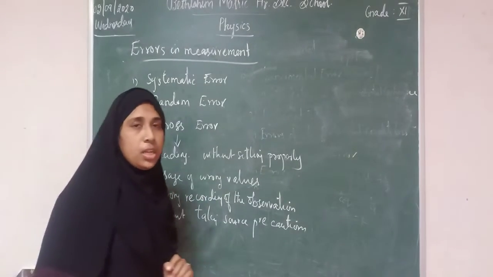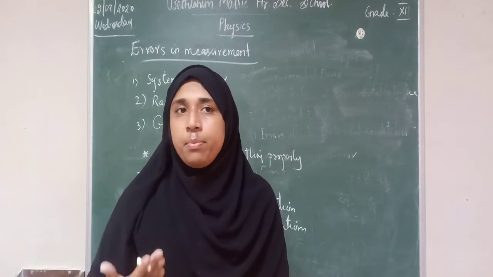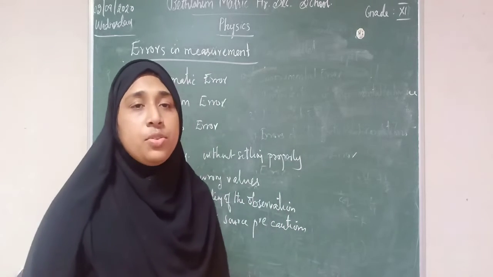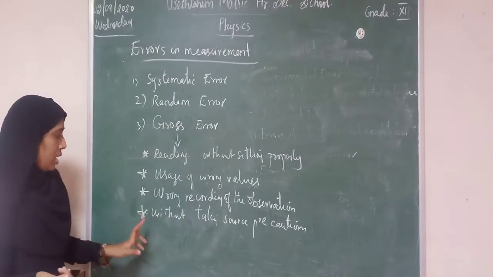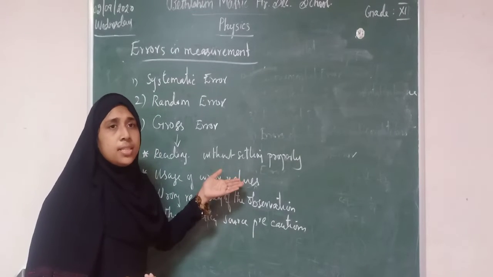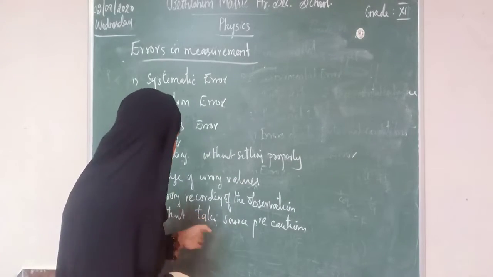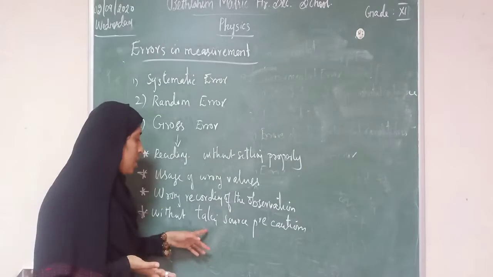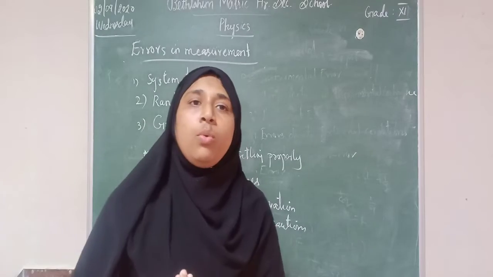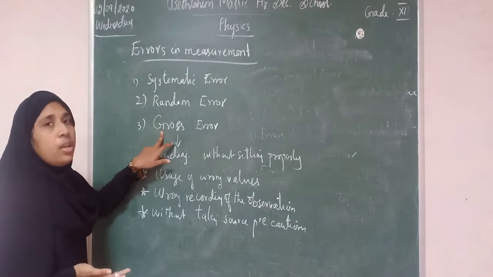Wrong recording of the observation. When we are measuring with the instrument, you may get 3.95, but when you are writing the measurement, you may write 3.59. So this is wrong recording of the observation. This is without taking the source precautions. Precautions in the sense, obviously, are related to least count and all, in some of the experiments. Another precautions are like correct setting of the wire, correct circuit connections, etc. So these are the reasons for gross error.